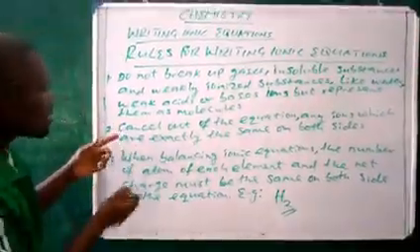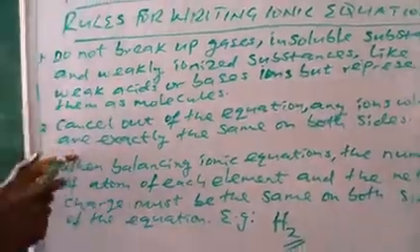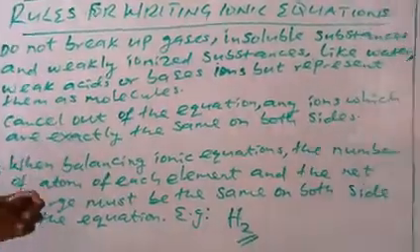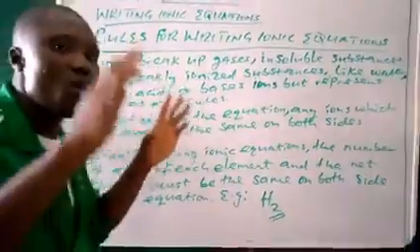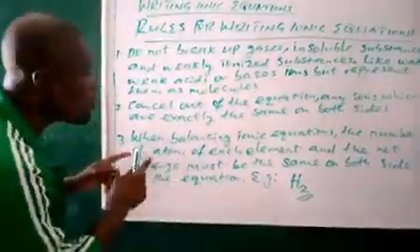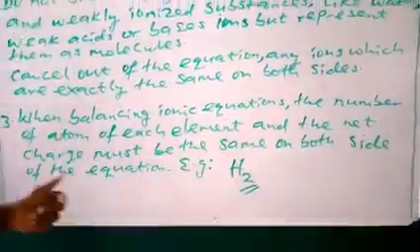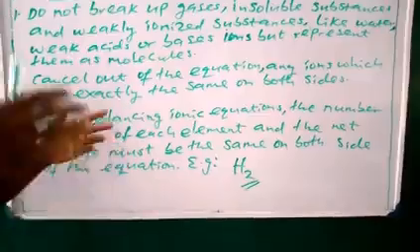Number two is cancel out of the equation any ions which are exactly the same on both sides. So any ions that are the same on both sides of the equation should be cancelled out. Then last is, when balancing ionic equations, the number of atoms of each element and the net charge must be the same on both sides of the equation.